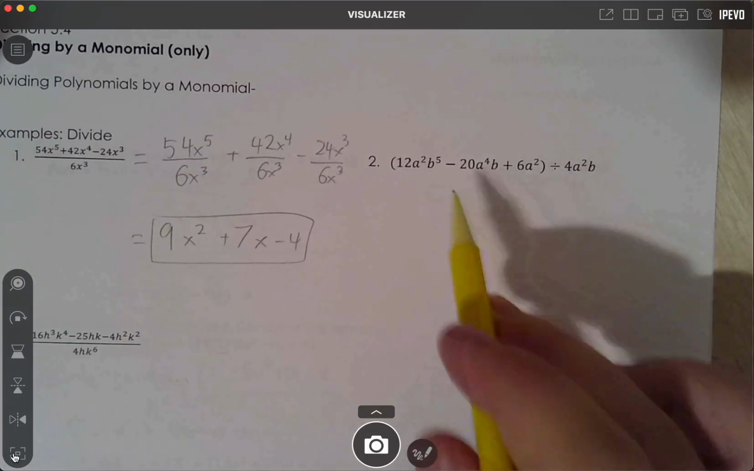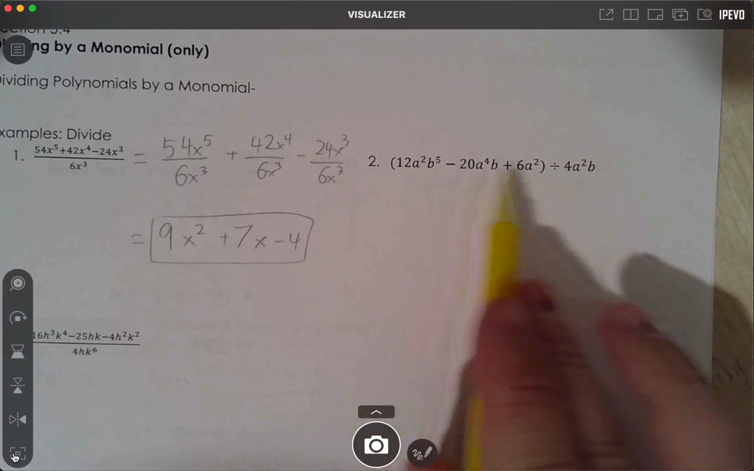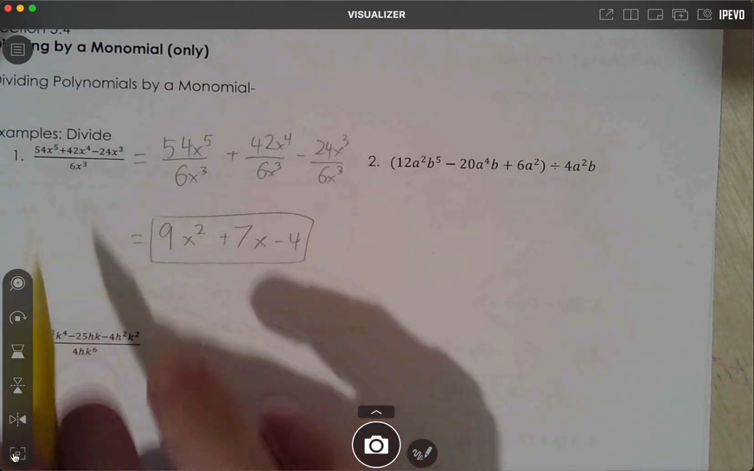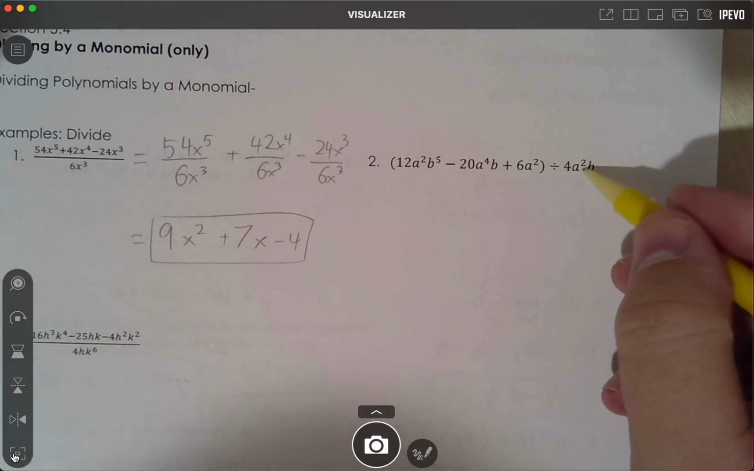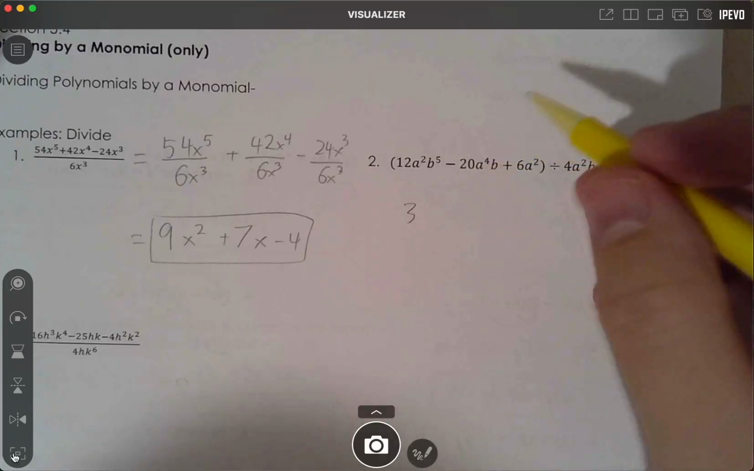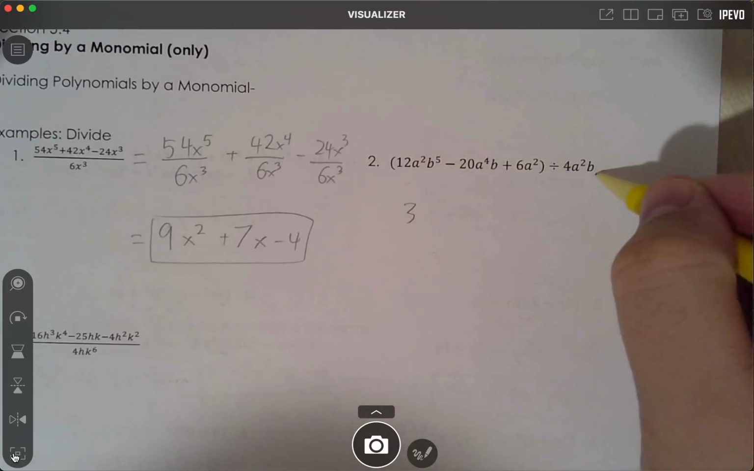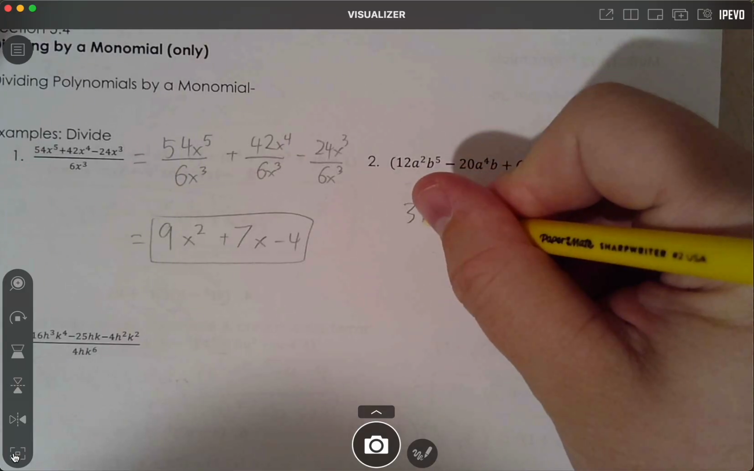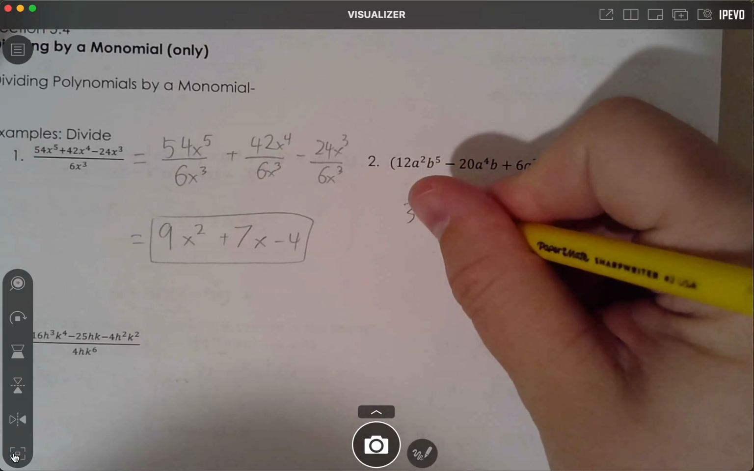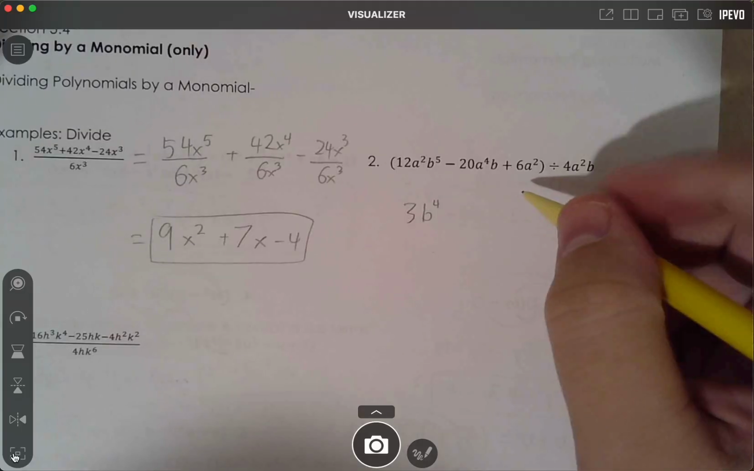We don't need to write this out as true division every time, but just realize this is an equivalent way of writing what we just did up here. So 12 divided by 4 is 3. a squared divided by a squared would be no more a's. a to the 5th divided by a single b would be b to the 5th divided by a single b would be b to the 4th. So that's what's left over.